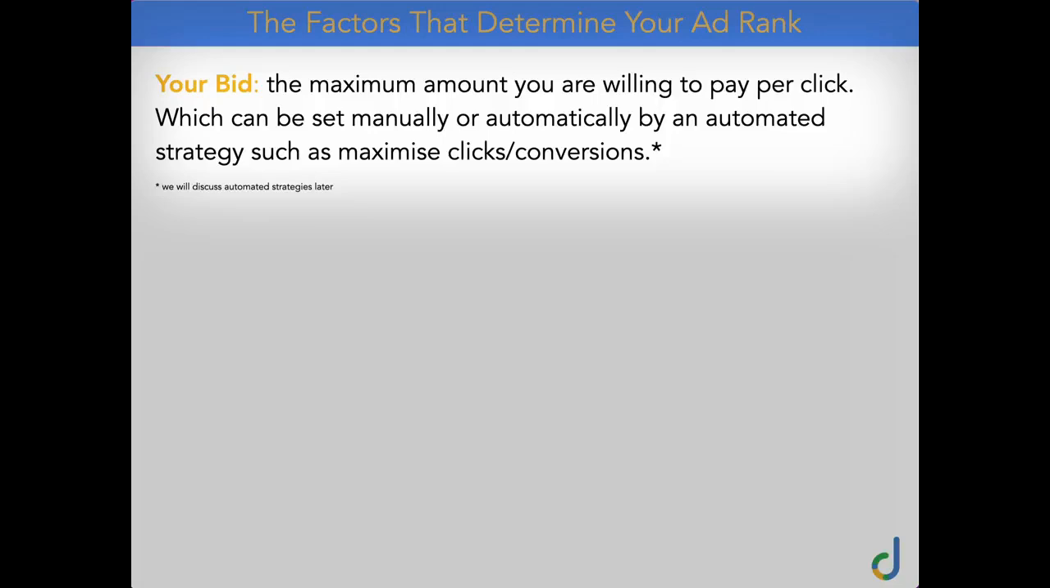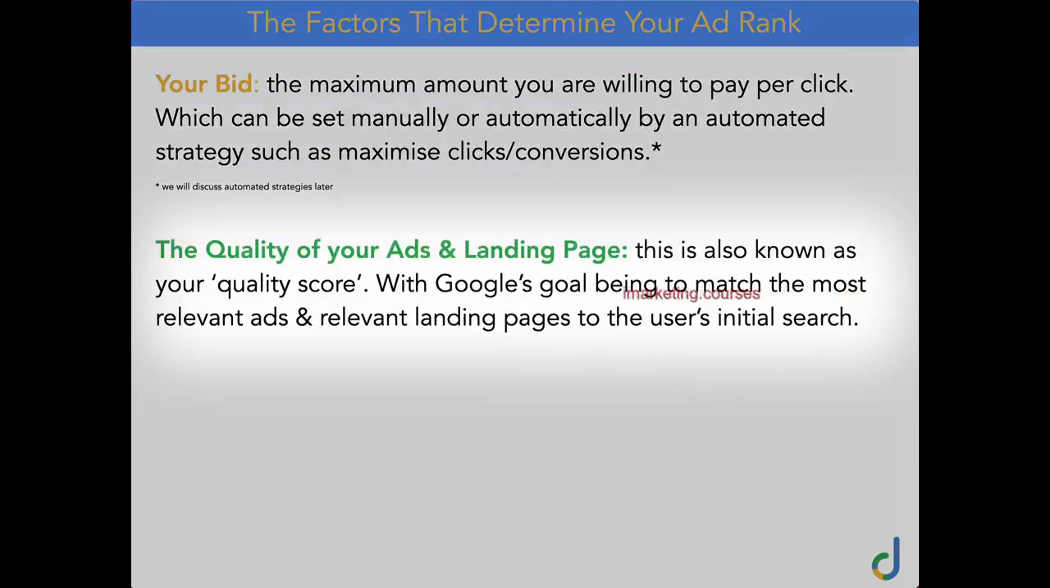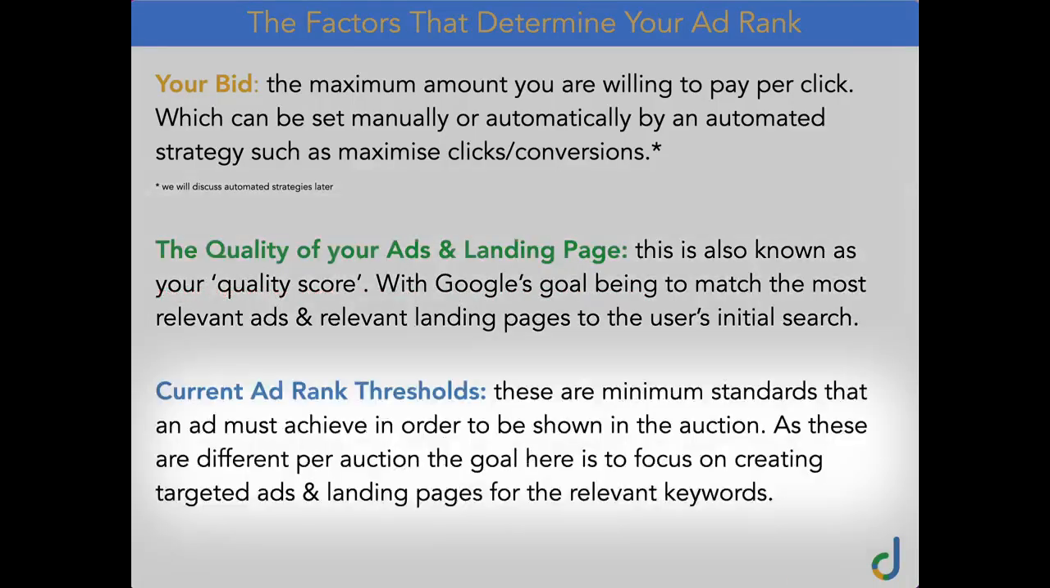Now, I don't want to muddy the water too much at the moment. That's why I have put that little asterisk there, because we're going to discuss automated strategies later in the course. But right now, I just want you to think conceptually that your bid, how much you're willing to pay per click, is one of the factors that determine your ad rank. The second thing is the quality of your ads and landing page. This is also known as your quality score. Remembering what I said before, it's Google's goal to match the most relevant ads and landing pages to the user's initial search.